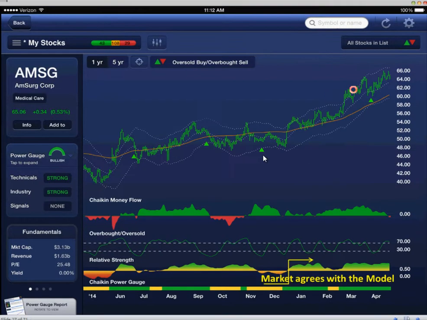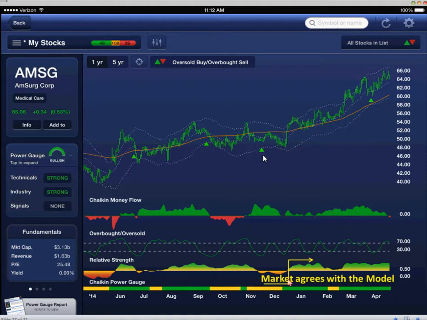Second example, AmSurg, American Surgical, mobile surgical clinics. Powerful stock. Very mundane business, believe it or not. Bullish power gauge rating since late May. Outperforming, starts to underperform slightly in here, but look at the Chaikin money flow. Never turned red. I call that about a 6-week pullback from 53 all the way to 48.5, and the money flow stayed positive.